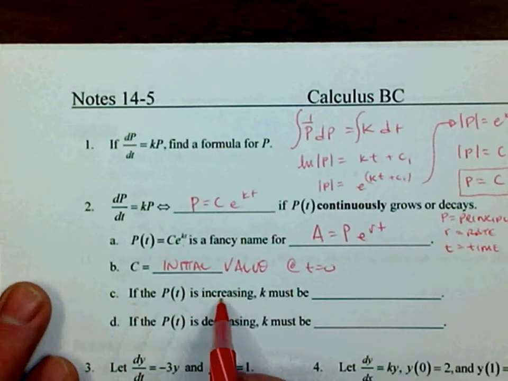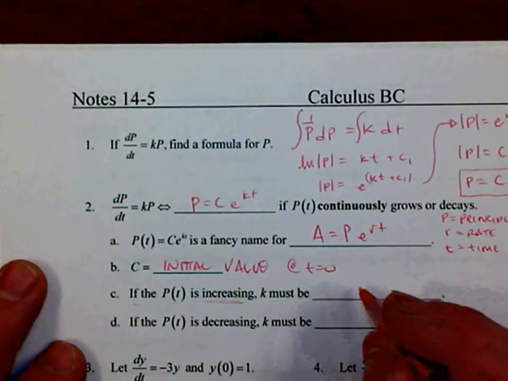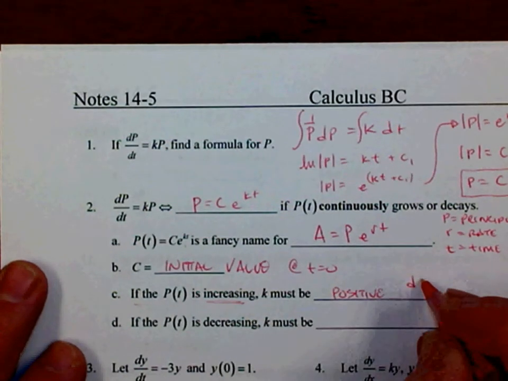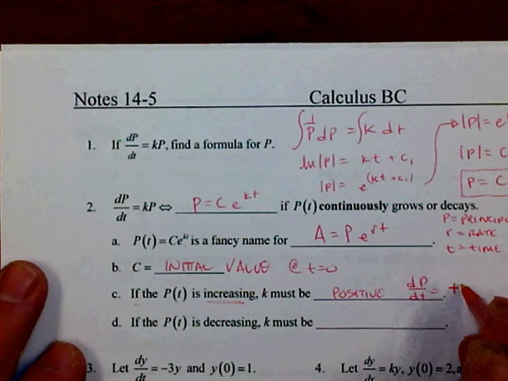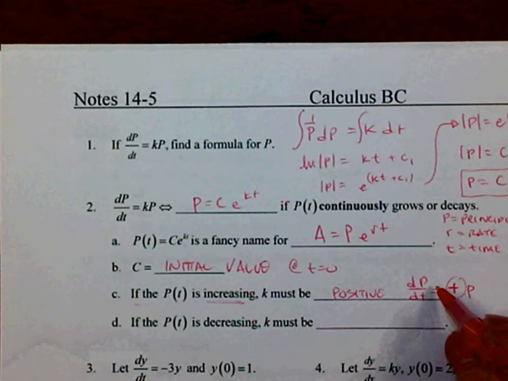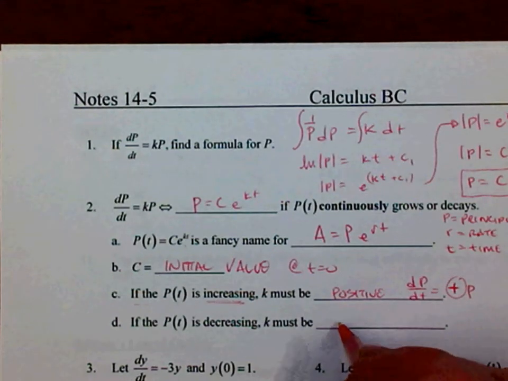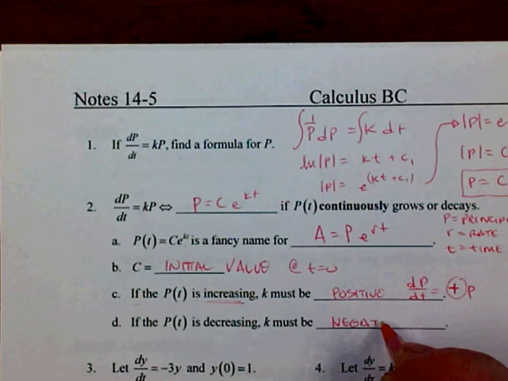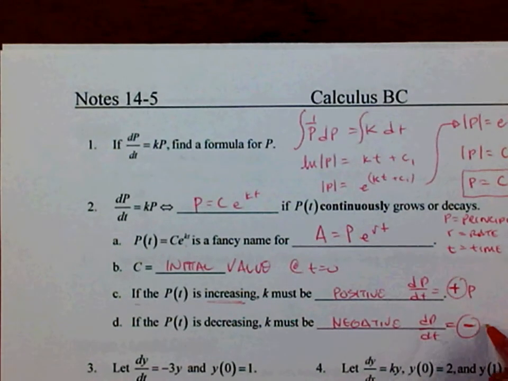We know that as P is increasing, k must be a positive value. dP/dt would be some positive number for k times P. Therefore, our rate, dP/dt, would be positive, which again means that P is increasing. Of course, if P is decreasing, then k must have been some negative number. dP/dt would equal some negative number times P.